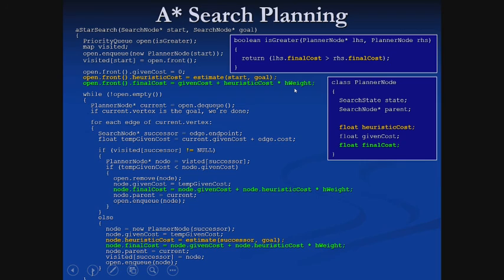Down here, if we do find a successor node and we're replacing that node, we do have to, of course, reset final cost based off of the given and heuristic cost values the same way. So make sure you set your final cost in all three of these cases: your initial spot, your duplicate spot, and your new node spot.